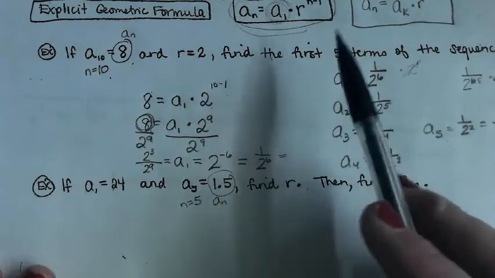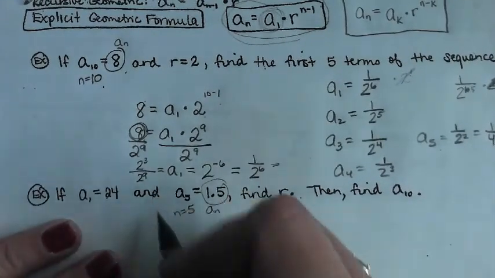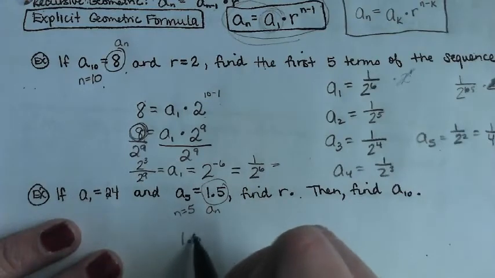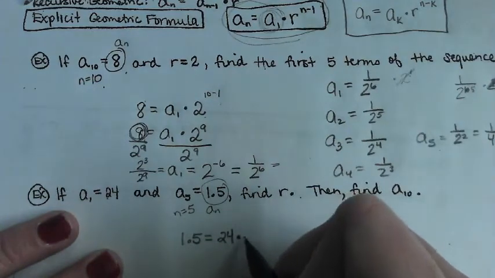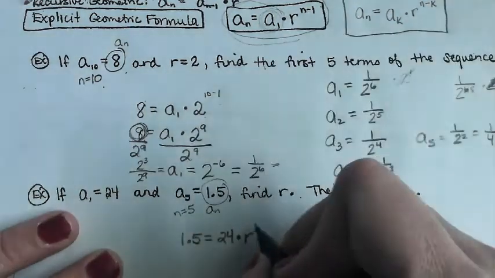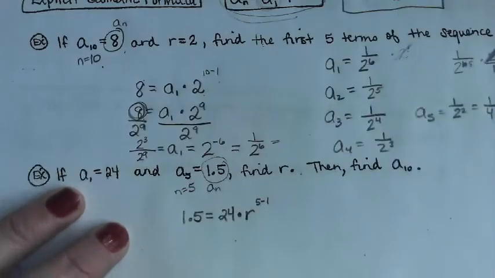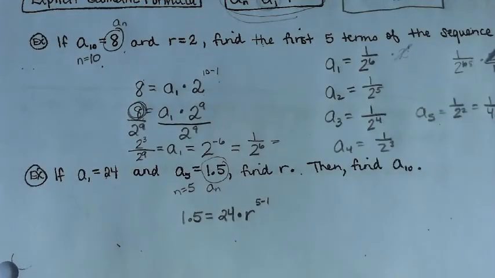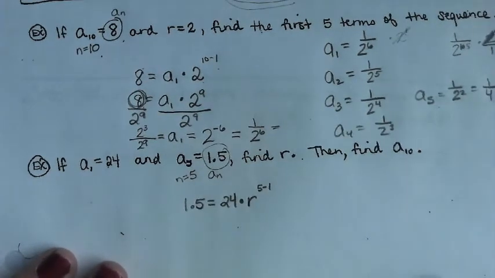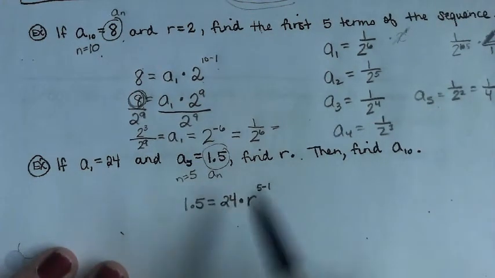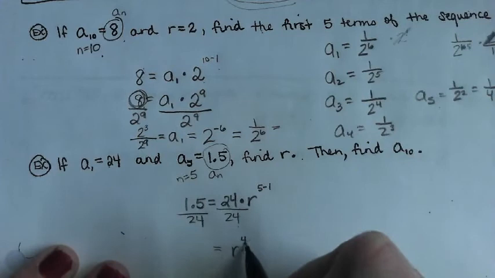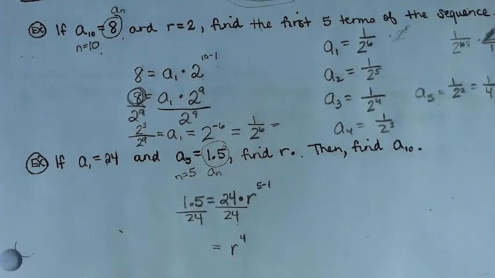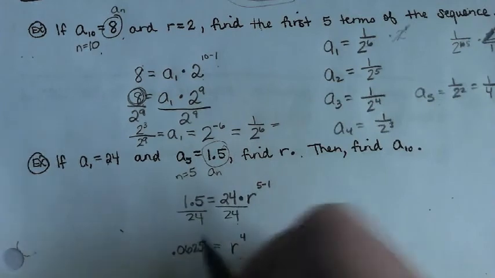So we're going to find r first, as instructed. So a sub n is 1.5. A sub 1 is 24. R is what we're looking for, to the 5 minus 1 power. So what do we have to do first to start getting r all by itself? Not subtract, because it's attached with a multiplication. Divide, yes. And that's not going to be a great number. 0.0625. But then how do we get r all by itself?